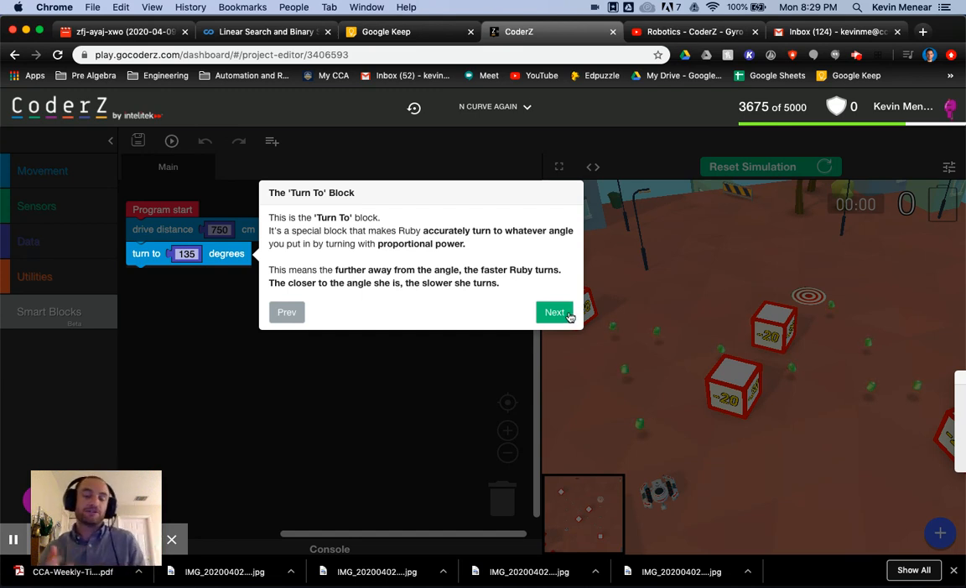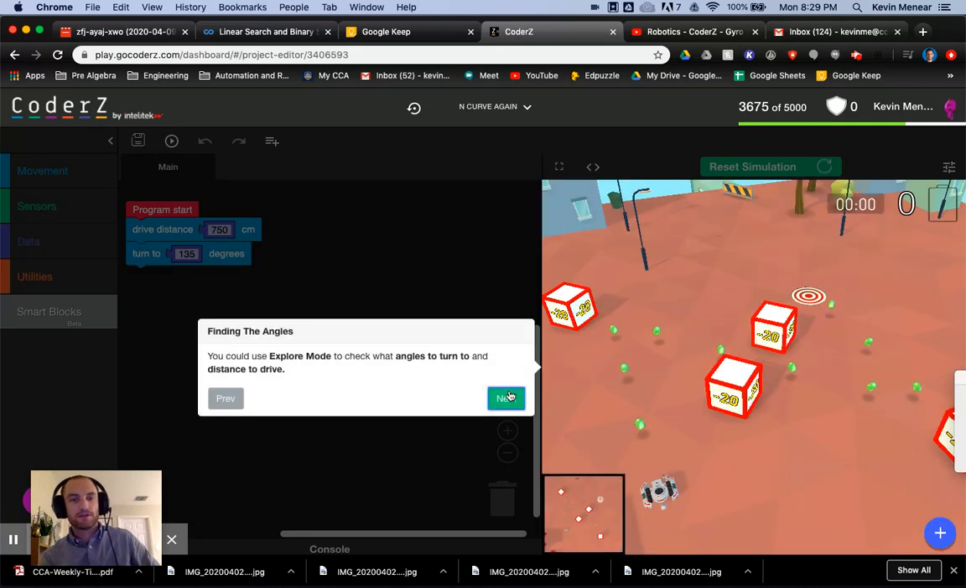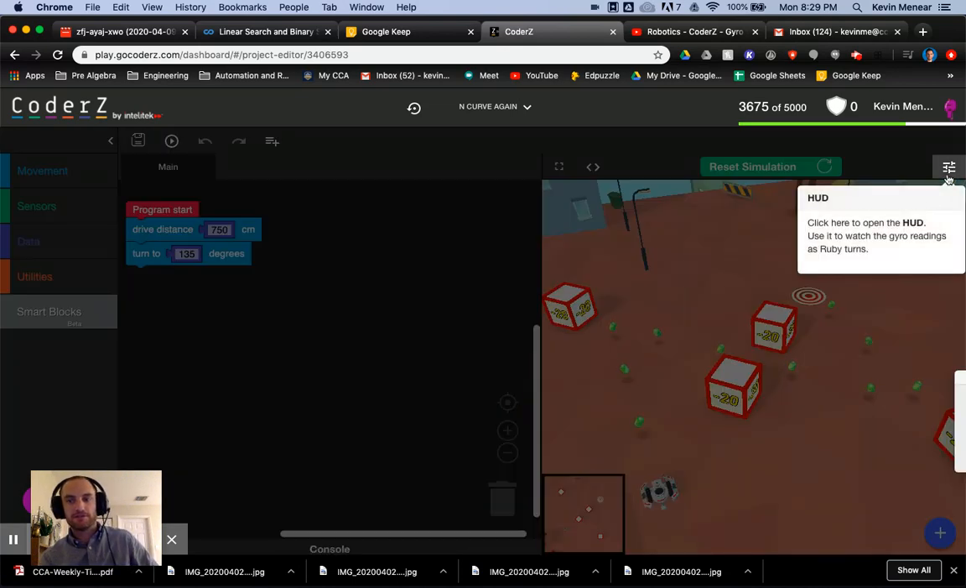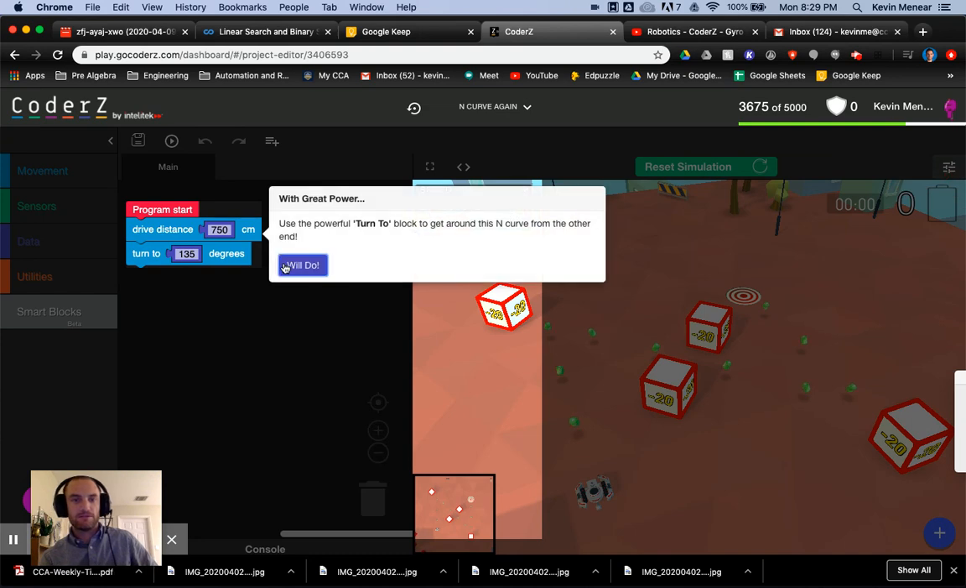And then actually what you'll find is if it does overshoot, it'll turn back to go to where it needs to go. So very, very cool. So explore mode, check your angles, heads up display, will do.